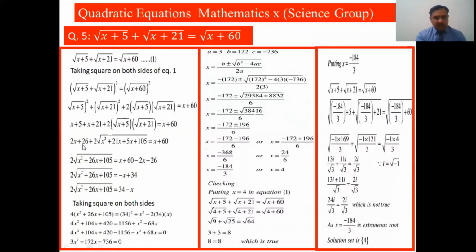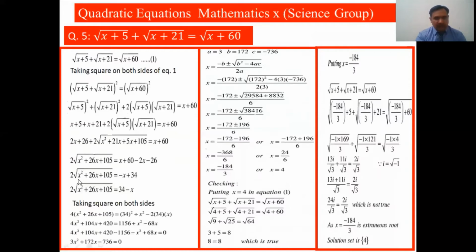Now we shift these two terms to the right hand side of the equation, and we have to simplify the expression which is under the radical sign. So after simplification, we can write this as x square plus 21 plus 5, 26, and this is 105, and on the right hand side we have x plus 60 minus 2x minus 26. So when we simplify the right hand side expression, we have minus x plus 34.